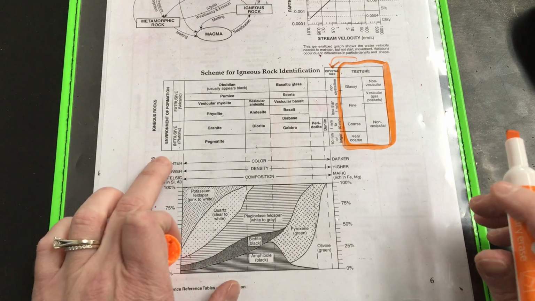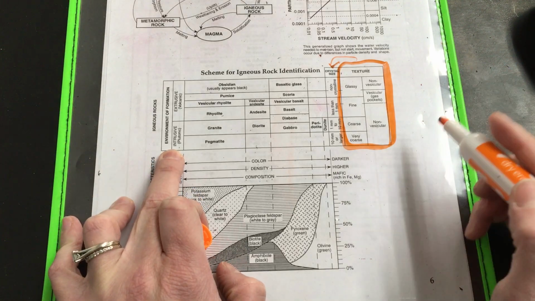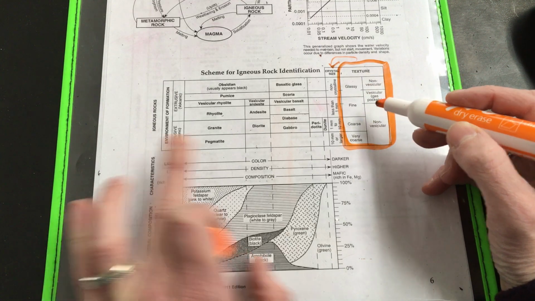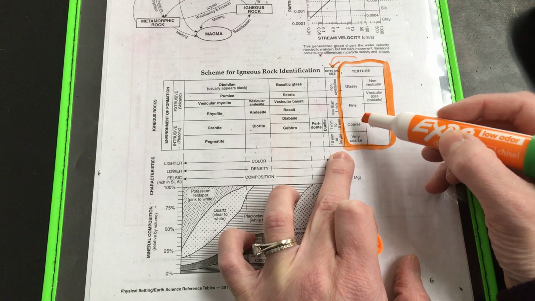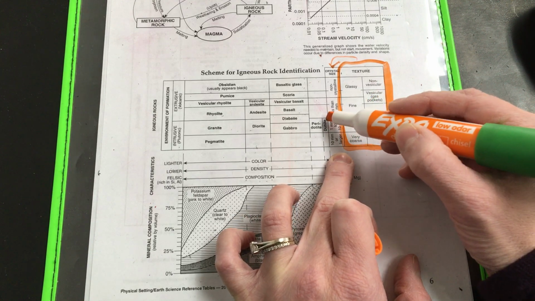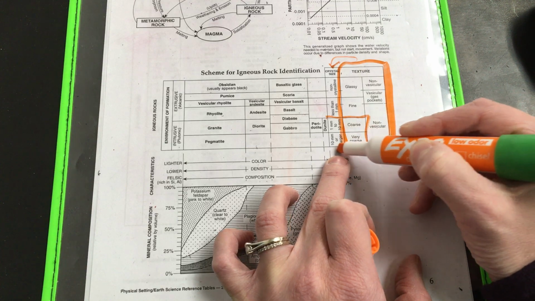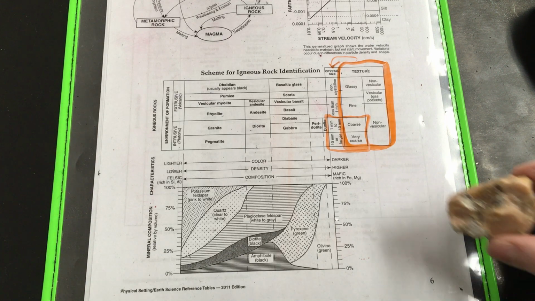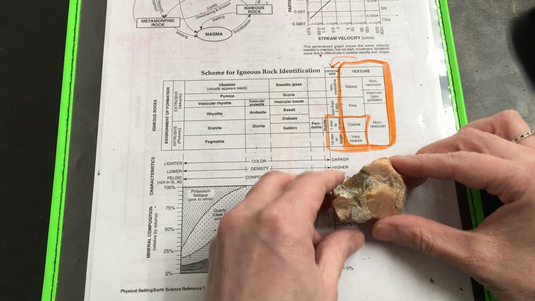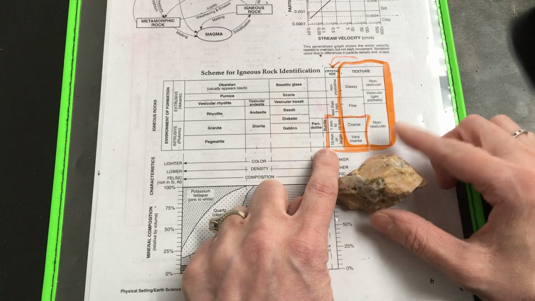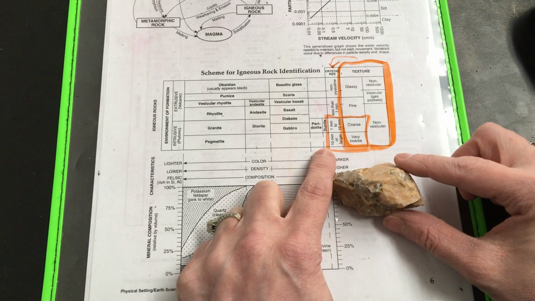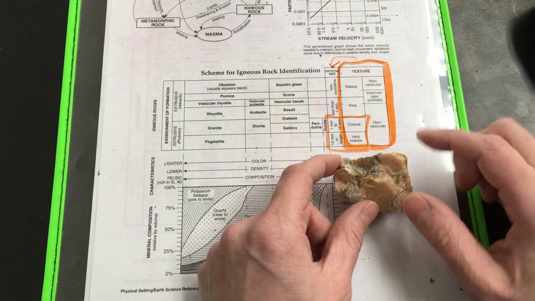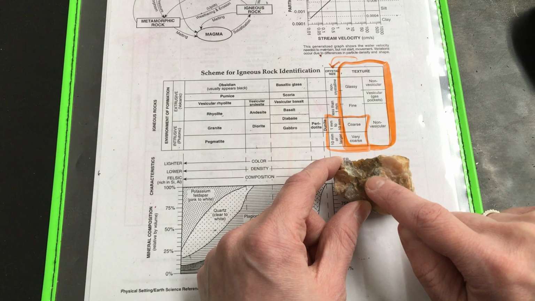So we'll start first with our intrusive environment, and you have two options here, either coarse or very coarse. Now, when you have an igneous rock that is coarse or very coarse, these are mineral crystals that you can see with your own eye, okay? So we'll start with very coarse. This is telling you that the crystals themselves are bigger than a centimeter. So 10 millimeters is a centimeter. So when you look here, these crystals in this rock definitely are larger than 1 centimeter in size.